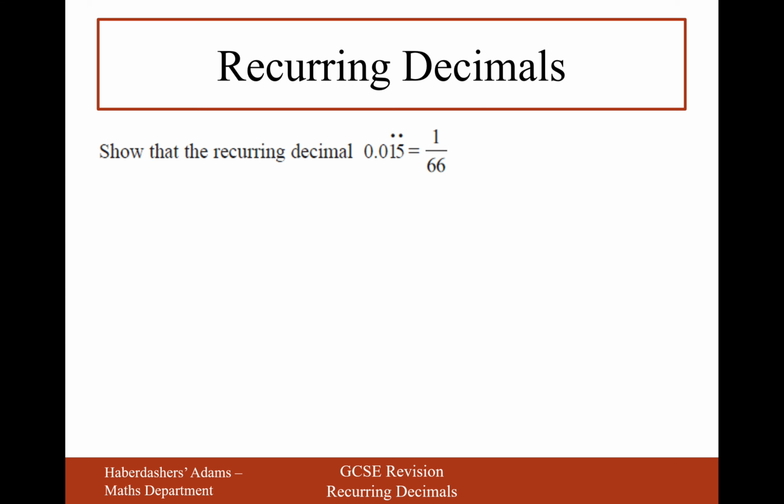Alright, moving on to the next question. This next one is 0.015, so x equals 0.0151515. Let's multiply by a factor of 10 to move the 1 and the 5 up a position, and then multiply by a factor of 10 twice.